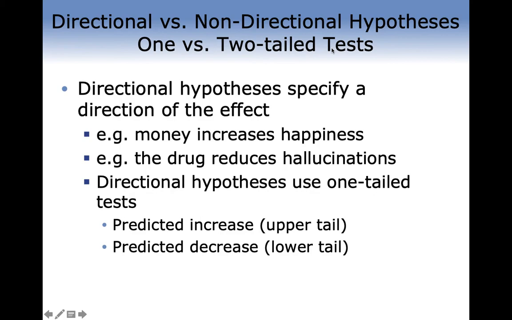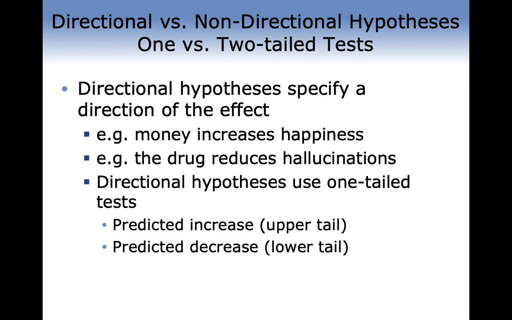All right. So I said I was going to explain, so you'll notice that we've got these one-tailed tests and two-tailed tests. One-tailed tests and two-tailed tests are associated with directional versus non-directional hypotheses. Directional hypotheses specify a direction of the effect, as in money increases happiness. That's a prediction. I predict that winning the lottery or getting money will increase one's happiness. Alternatively, a drug would reduce the number of hallucinations that schizophrenics have. Okay, so there's a clear prediction about the direction of the effect. There's either an increase or a decrease that is predicted. Directional hypotheses use one-tailed tests.